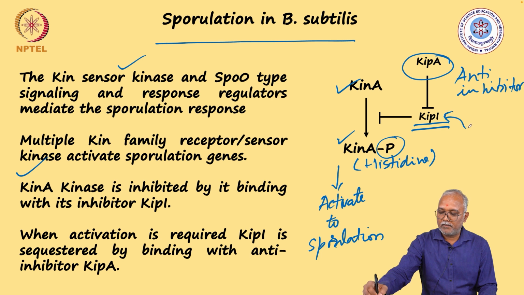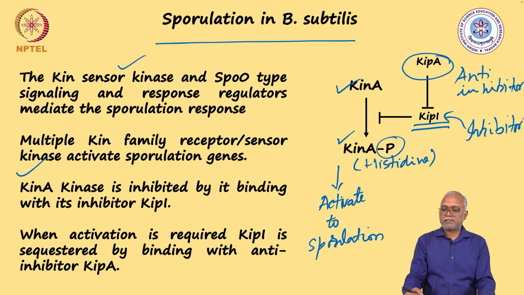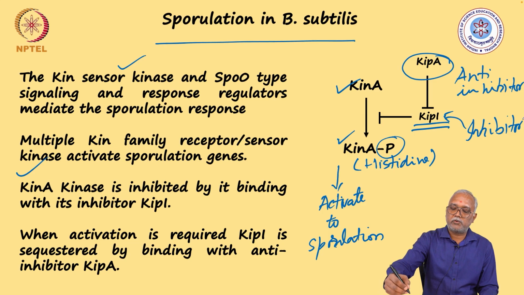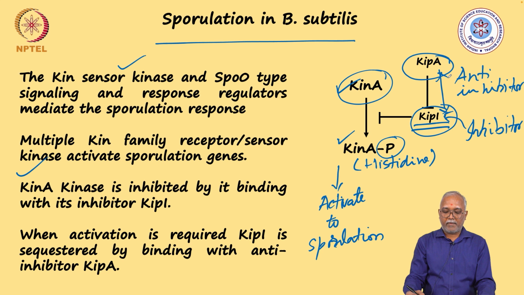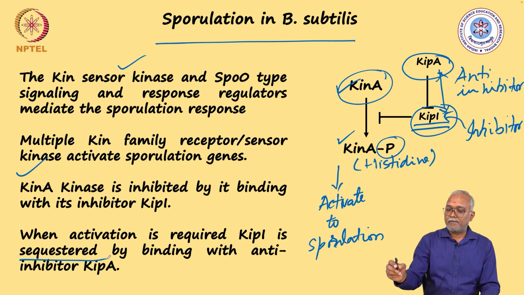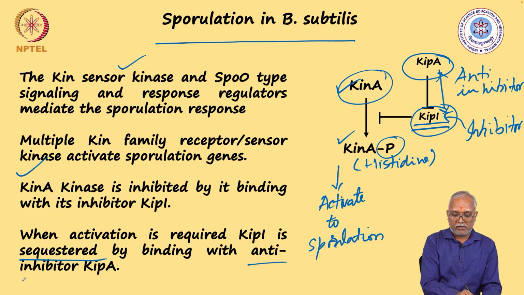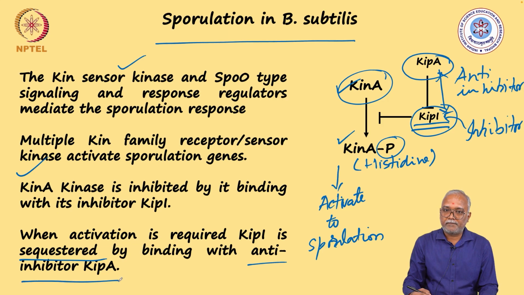And this is the inhibitor. If you recollect, we discussed this when we were discussing the regulation of cell signaling, where we said that an inhibitor of an inhibitor can be there to relieve any inhibition process. The same happens here: when bacteria need to activate the sporulation process, you will need KinA to be phosphorylated, and thus you will need KIP-I to be removed, and this KIP-I can be removed by its binding with KIP-A, and basically it will sequester the inhibitor, serving as an anti-inhibitor.